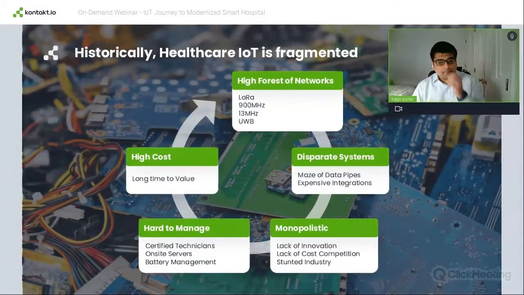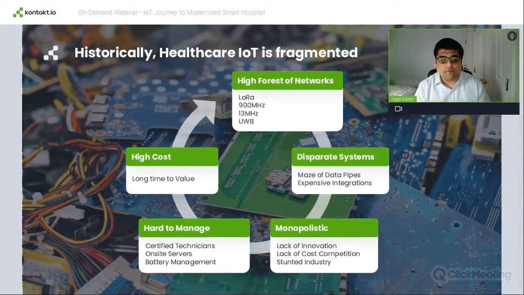Okay, so historically, healthcare IoT has been really fragmented. So each vendor came up with their own network to communicate with location sensors. And so we have a forest of disparate networks, like we have the LoRaWAN, we have 900 megahertz, 13 megahertz, ultra wideband, passive RFID. It's just a mess of different protocols. These systems cannot communicate with each other.